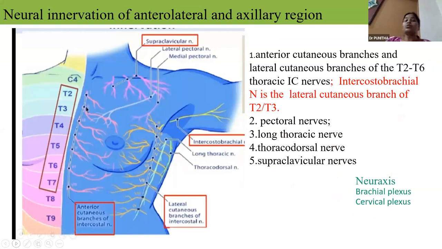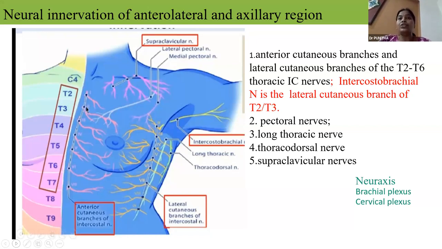So we need to know the neural innervation of the chest wall as well as the muscles of the pectoral region to give an efficient regional analgesia to these patients. The anterior chest wall and the axilla are mainly supplied by the intercostal nerves, brachial plexus, and the cervical plexus. So the anterior cutaneous nerve and the lateral cutaneous nerve of the T2 to T6 thoracic intercostal nerves. The intercostobrachial nerve is the lateral cutaneous nerve of T2 mostly and occasionally also T3.